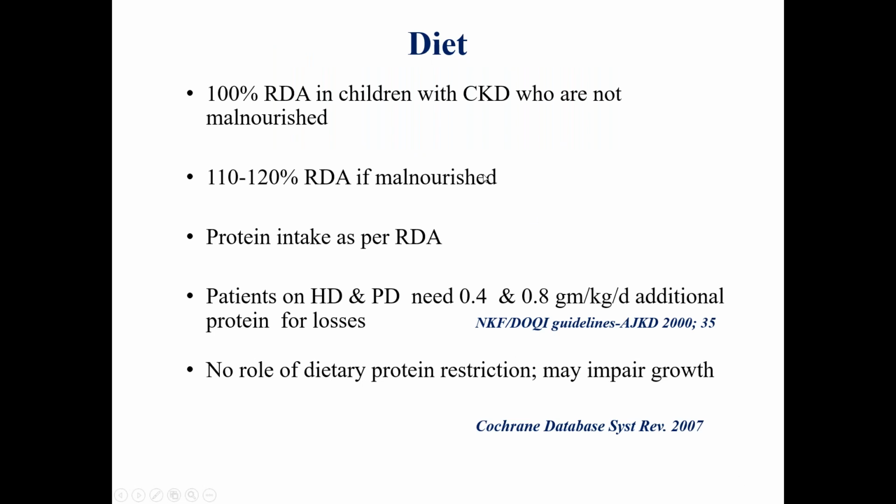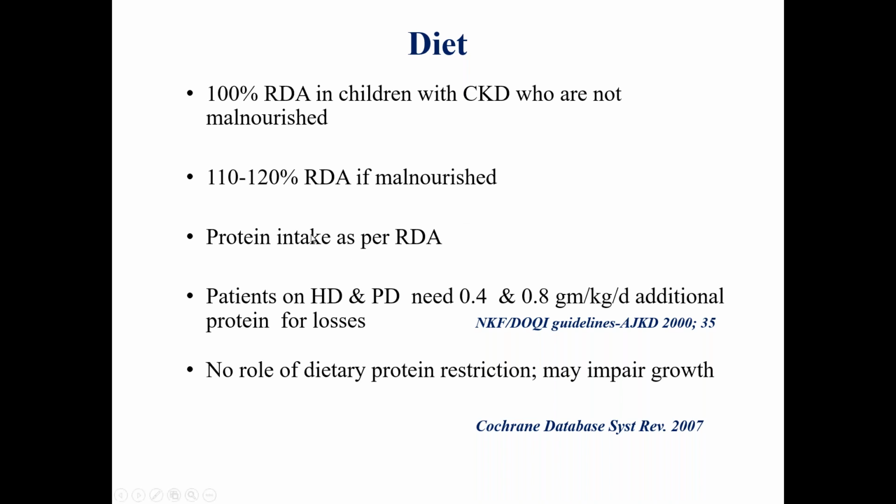Now, a word about pediatric CKD. If you would have had a talk on adult CKD also, while we tend to restrict proteins in adult patients of chronic kidney disease, there is no evidence that restriction of diet in pediatric patients actually improves the outcome. In fact, they land up with a lot of bad growth failure if you restrict their diets. So, all these patients should be given 100% of their RDA for calories, for macronutrients, for proteins and vitamins and minerals, unless they are malnourished. If they are malnourished, then they'll require a larger amount of calories, and the protein will also have to be increased to up to 1.5 to 2 gram per kg per day, depending upon the degree of malnutrition.